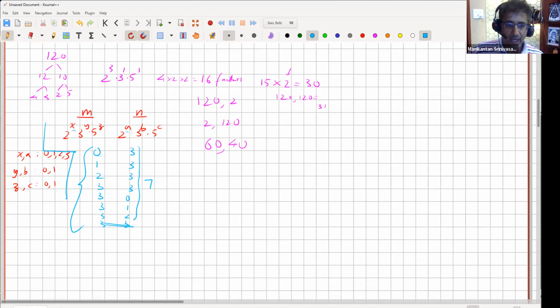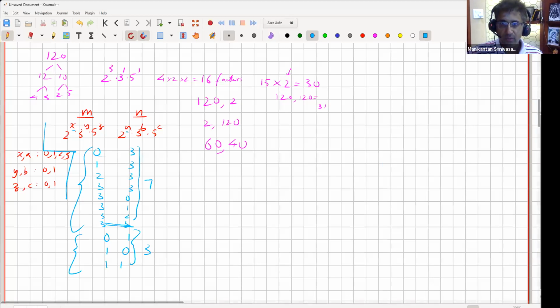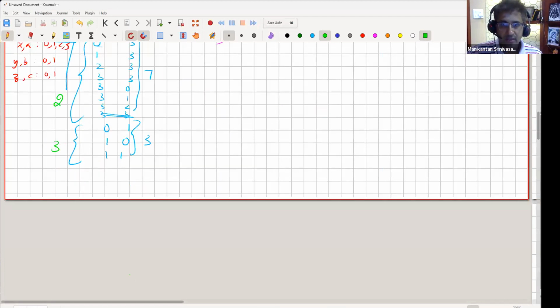Similarly, between y and b, she wants at least one of them to be 1. Only then you'll get 3 power 1 in the LCM. So either 0, 1 or 1, 0 or 1, 1. So 3 options as far as powers of 3 are concerned. So the first block is powers of 2, this is the 3 power, and then the last block is, let's say, 5 power. So for 5 power also, you have 0, 1, 1, 0 or 1, 1. So she has a total of 3 here.